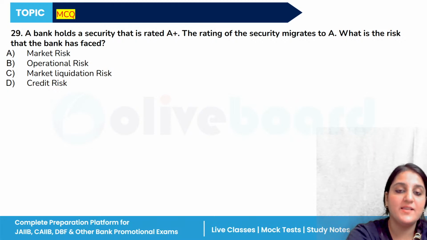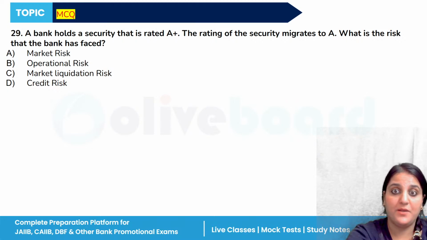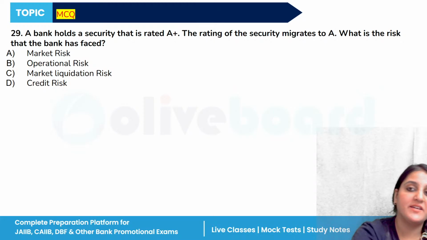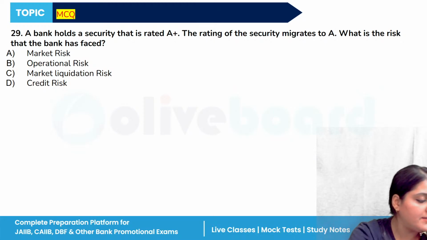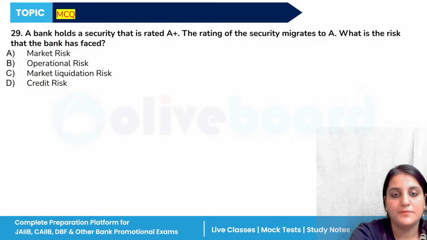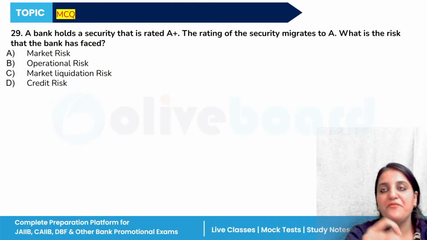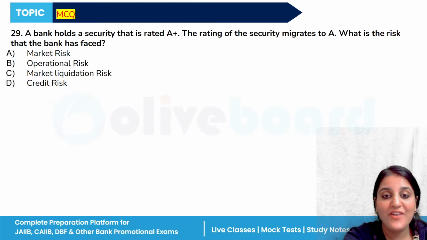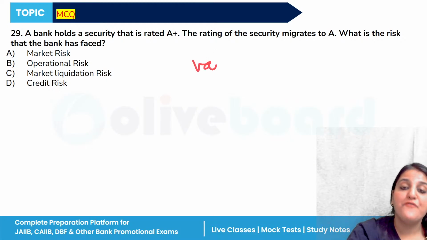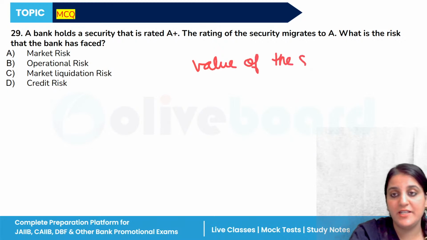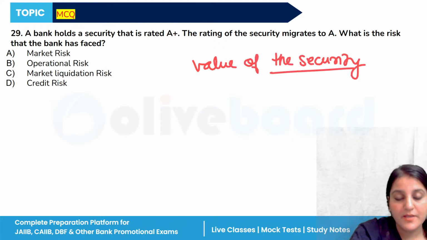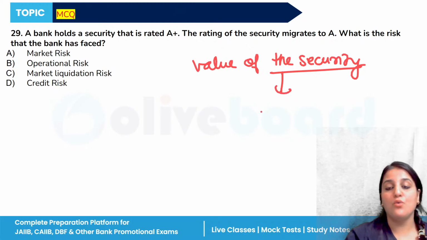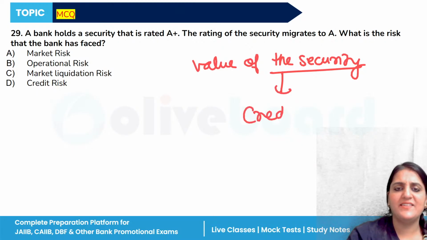Now a bank holds a security that is rated A plus. The rating of the security migrates to A. Which type of bank risk is there? See, in any type of bank, this type of downgrade affects the bank because the value of the security decreased, so it may be riskier to hold, and it always reflects the credit risk.